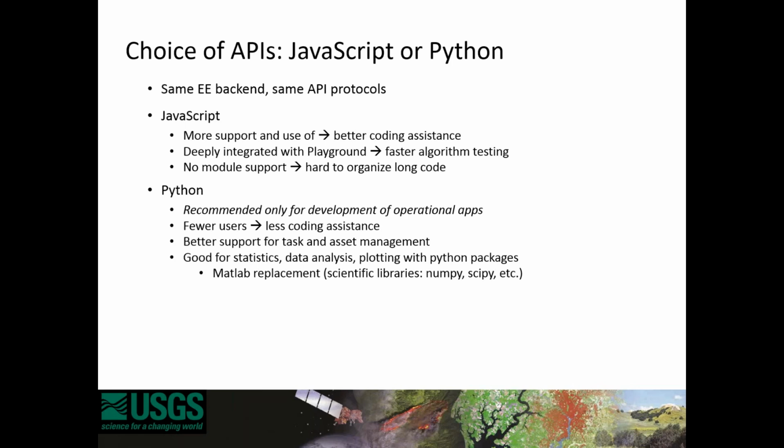If you're running an operational app, something where you need to generate products on a regular basis, for instance, you don't have to go in and manually hit a run command. So it's much better suited for that sort of goal. And the Python API is also good for statistics, data analysis, and plotting with Python packages because it does have access to all the scientific libraries that are associated with Python.